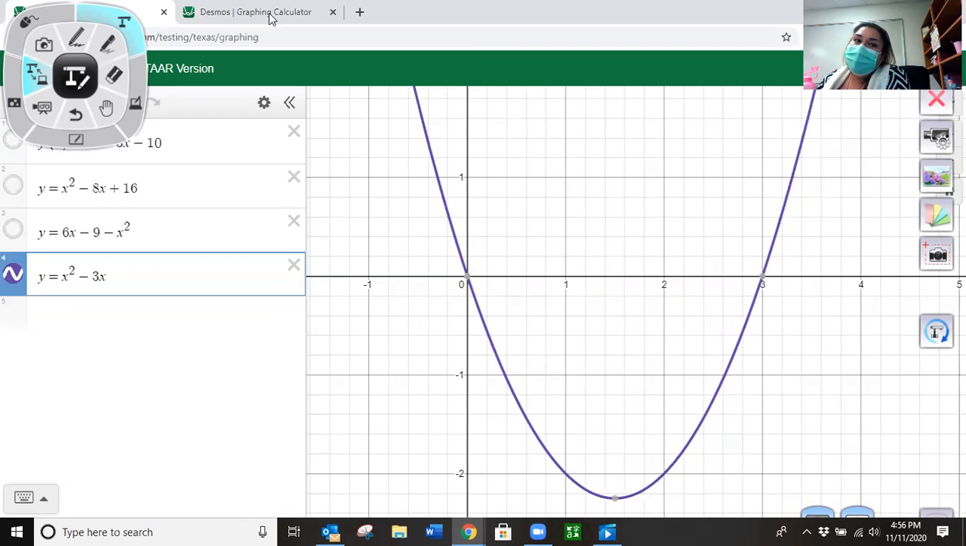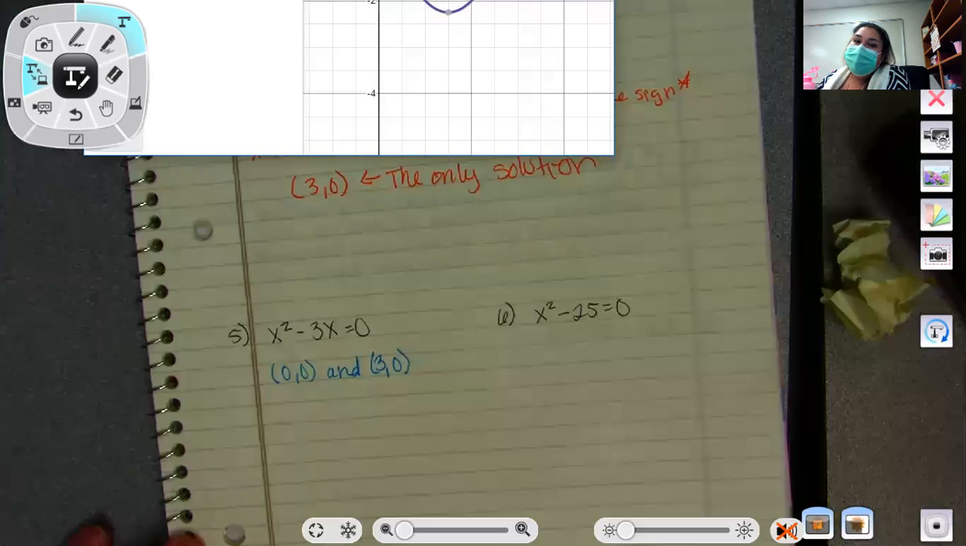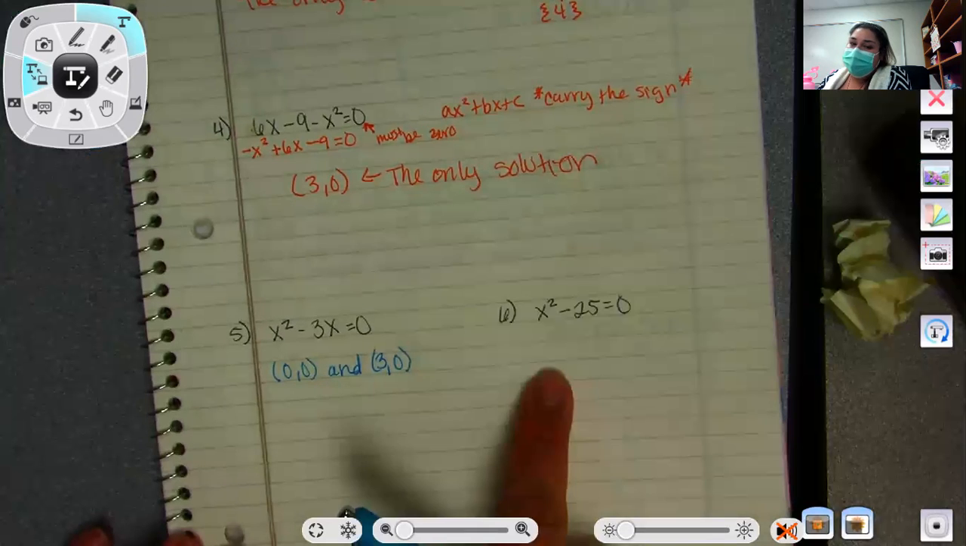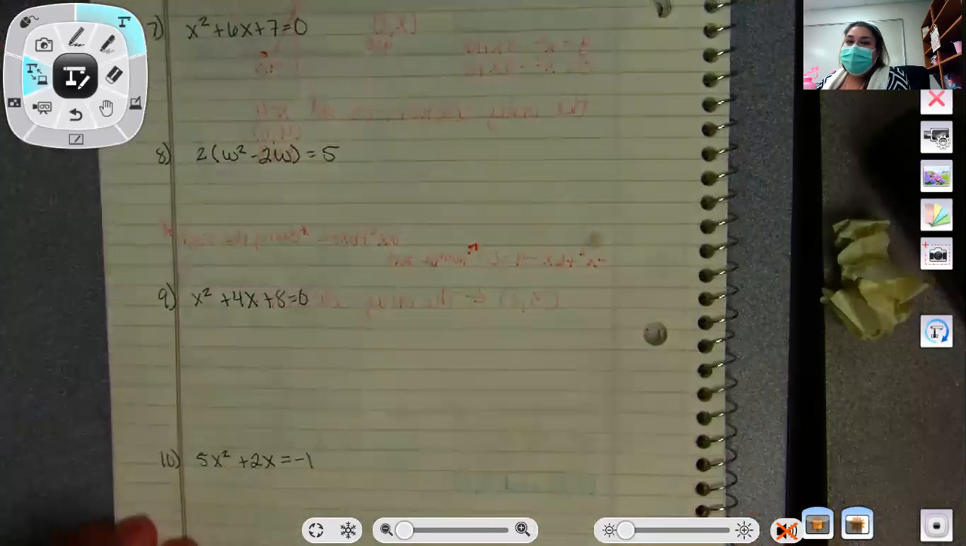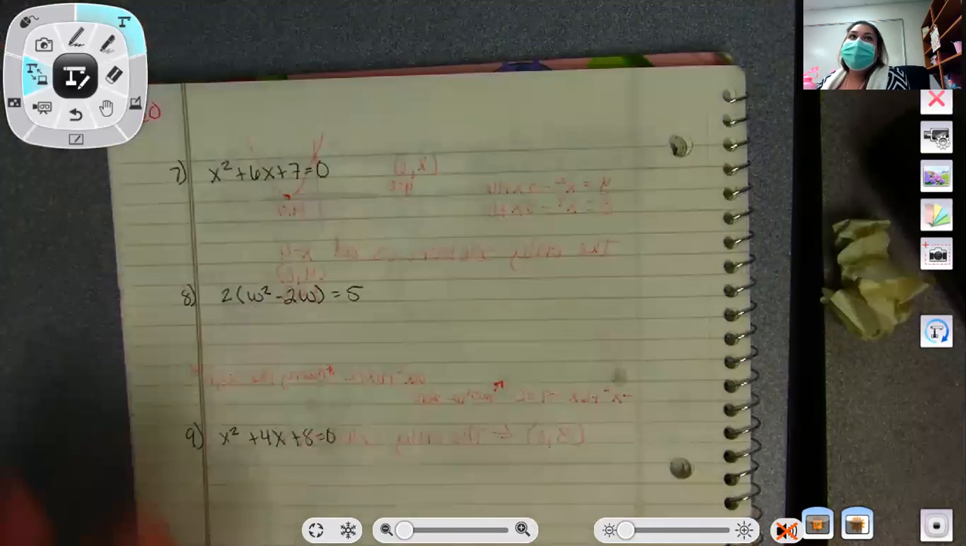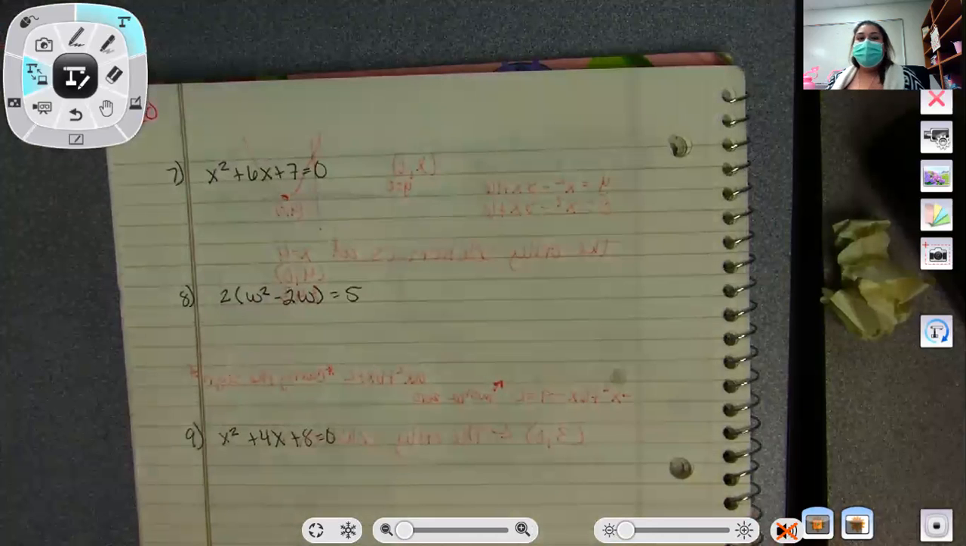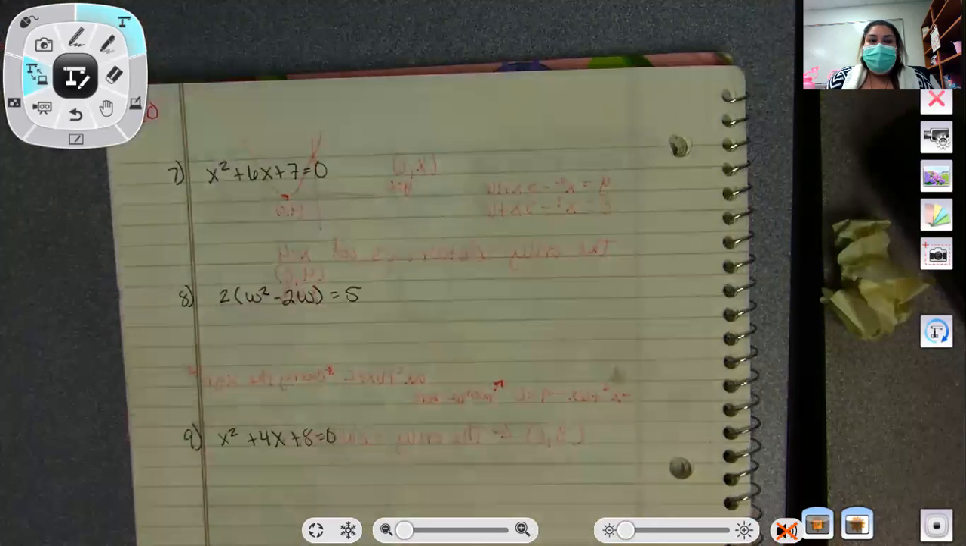Obviously, this is a lot easier than doing it by hand, but y'all can do that one on your own because it's going to come out. So let's keep going. Oh, you can see the orange. It's okay. So the next one would be x squared plus 6x plus 7.